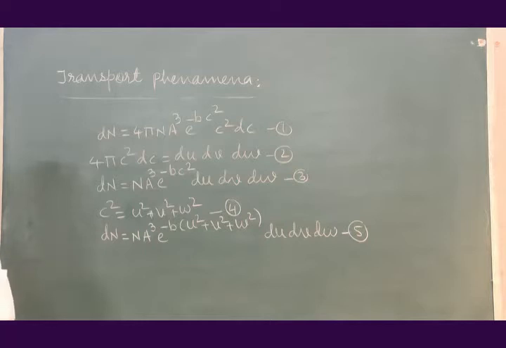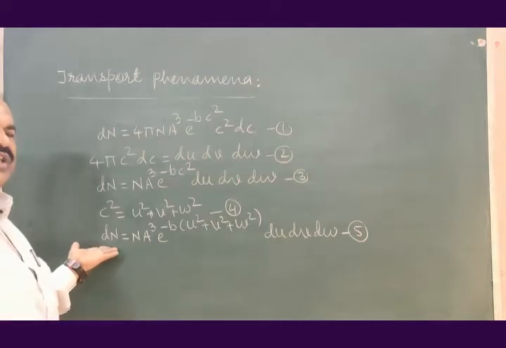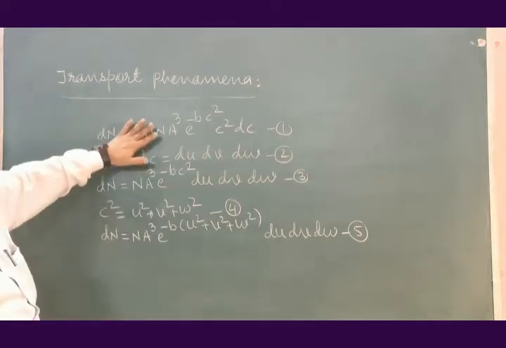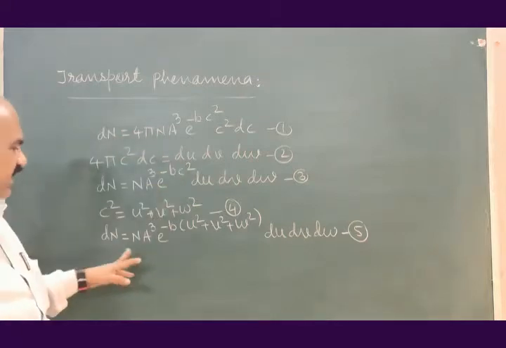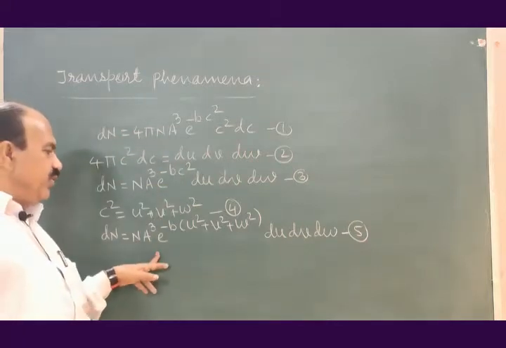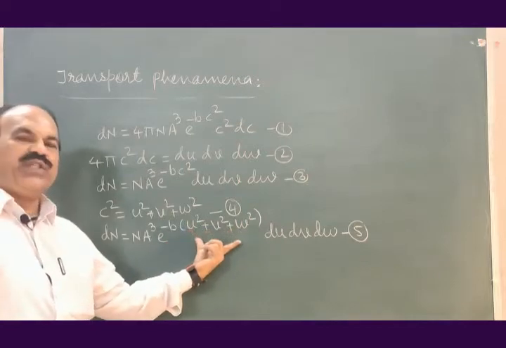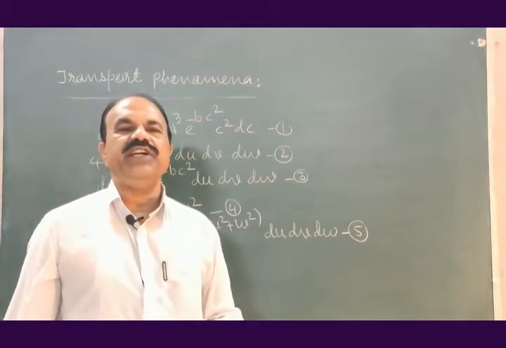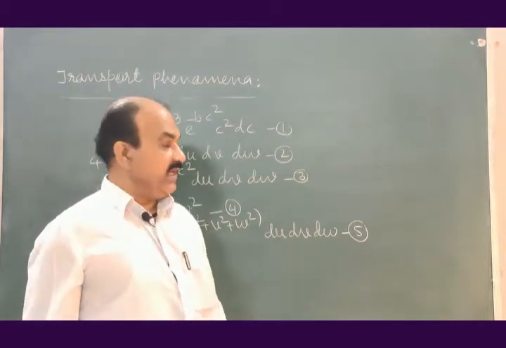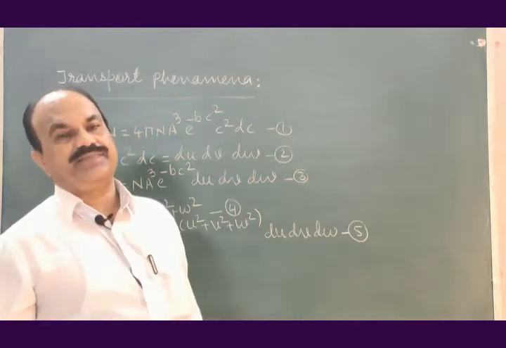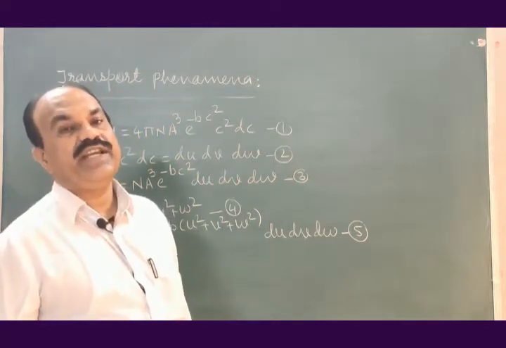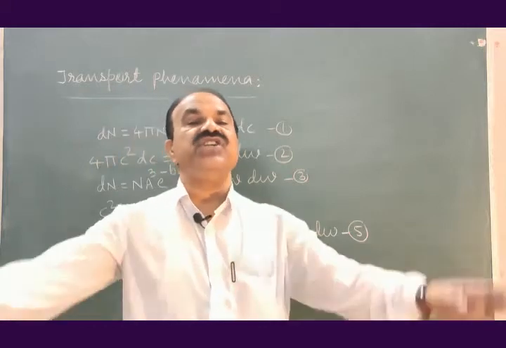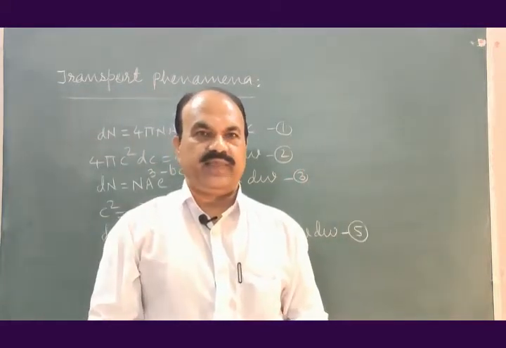So according to Maxwell's principle of distribution of velocities, with these manipulations that I have made here, dn is equal to n a cube e to the power minus b into in the bracket u square plus v square plus w square into du dv dw. Equation 5 is correct if there is no mass motion in the given gas.